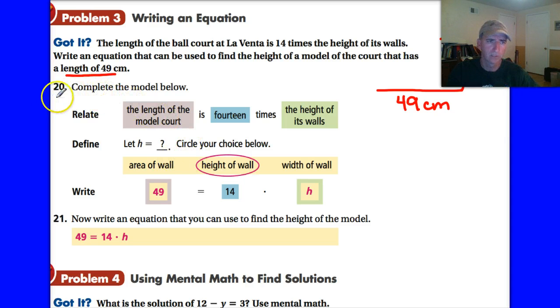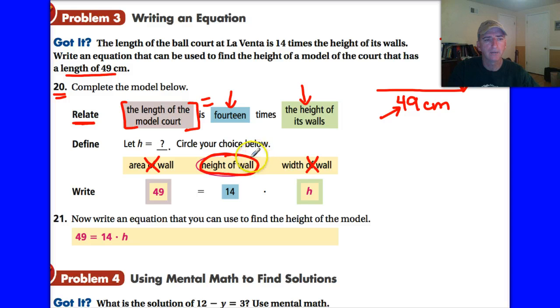All right, well, let's talk through this problem in number 20. It says complete this model. Well, let's relate the problem first. Well, we've got the length of the model court, which was this, 49. And we know that that was equal to 14 times its height. Here was its height. So it says let h equal this. Circle your choice below. Well, h is not the area of the wall, right? And it's not the width of the wall, it's the height of the wall. Okay, so that's why we circled this one right here.